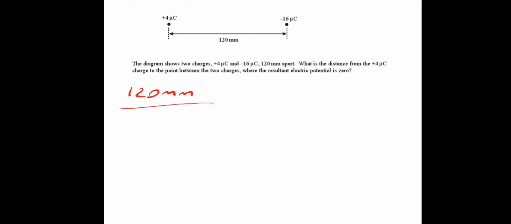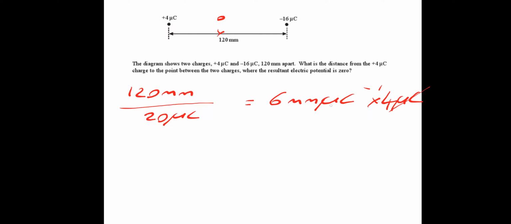So we've got minus 16 and 4, so that's 20 microcoulomb difference. That gives us a gradient, so to speak, of 20s into 120 of 6 millimeters per microcoulomb. And we need to move from plus 4 to 0. So we need to move 4 microcoulombs. So we're going to multiply by 4 microcoulombs.